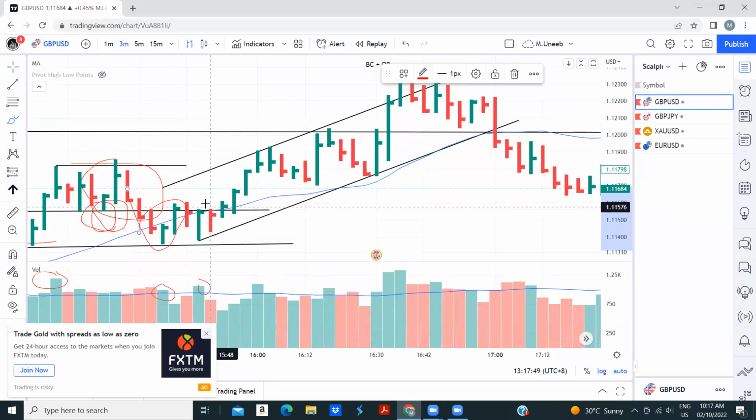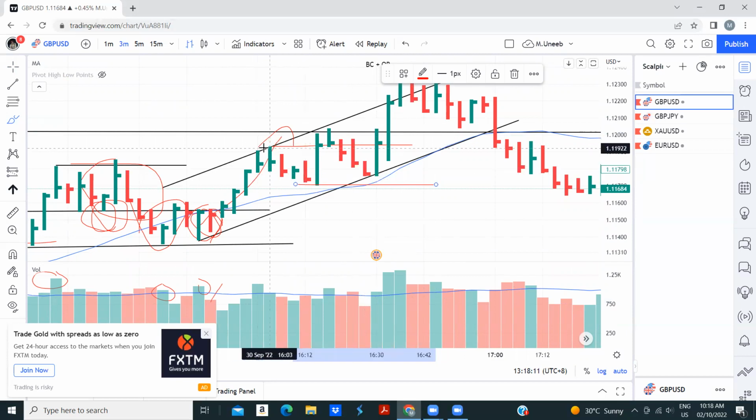This is a spring, test of spring, hidden upthrust, test of hidden upthrust. No supply in the test. It makes the price go down. Here as well, if you draw the structure right over here, what do I get here? Let's suppose this one and this one.